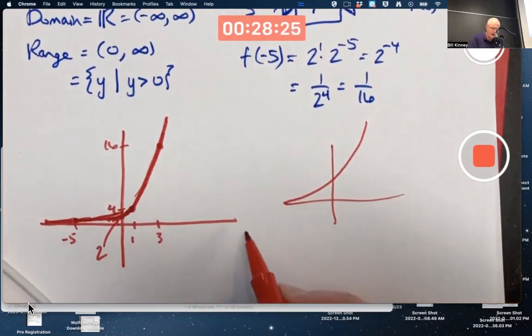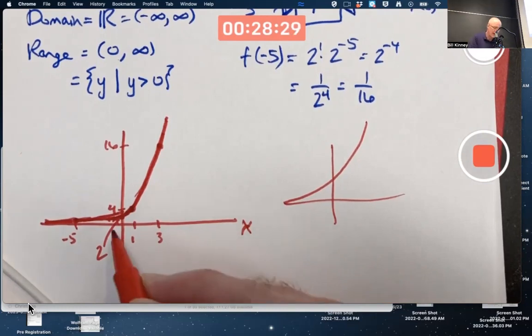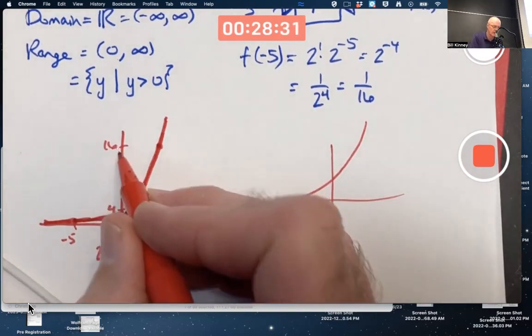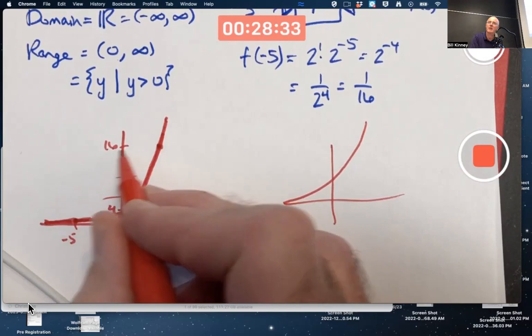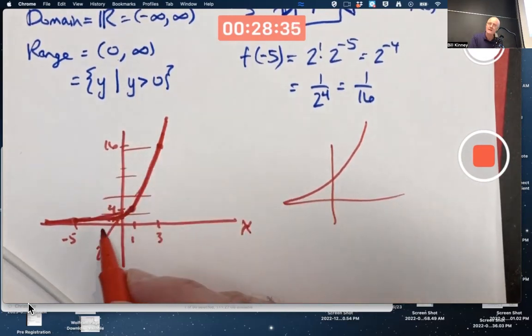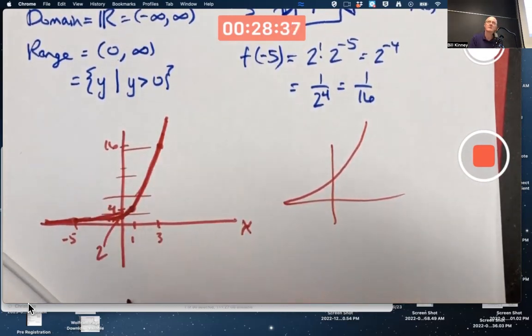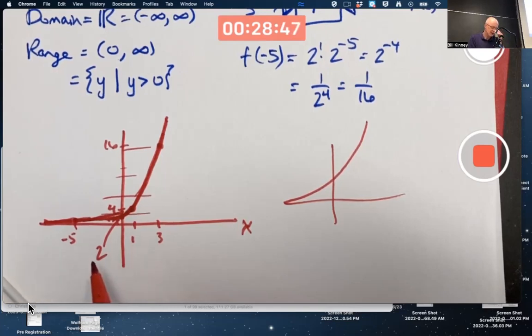The domain is the set of all x values that can be plugged in. The range is the set of all possible outputs, which includes every possible positive number, but not 0 and not negative numbers. Okay, so again, this is exponential growth. It is an example of something called a one-to-one function.